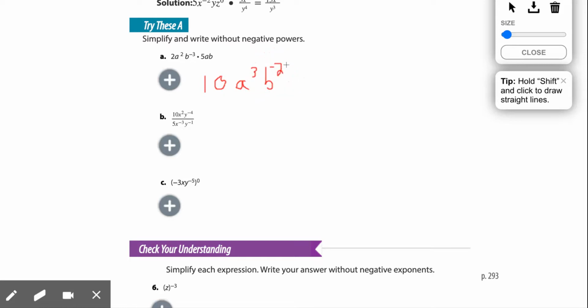Now we actually don't want any negative exponents, so we're just going to rearrange this again. 10 is fine. A cubed is fine. B to the -2, we need to flip over and make it b to the +2. It's now in the denominator.